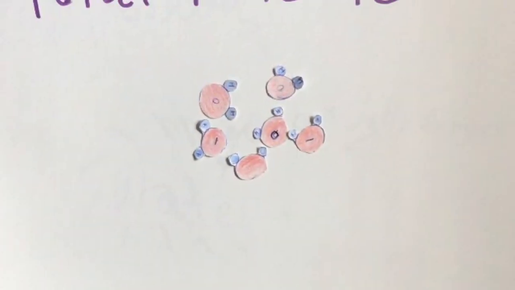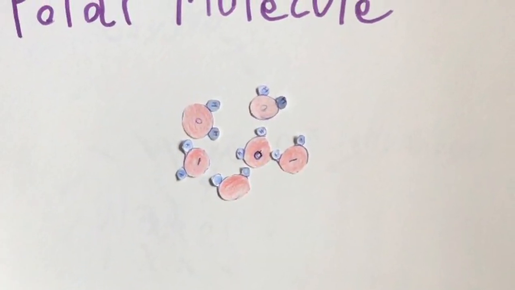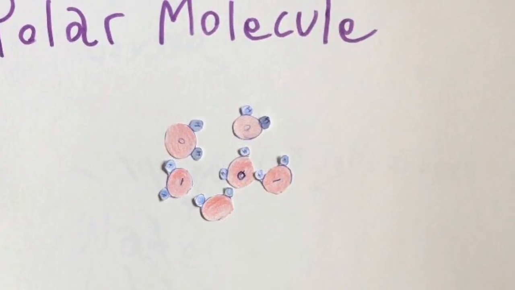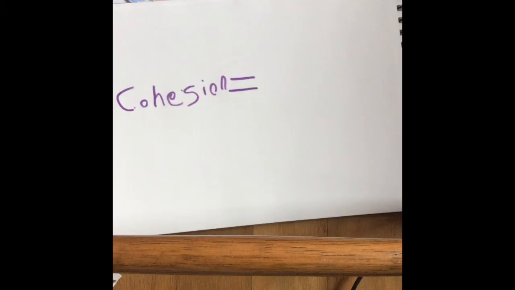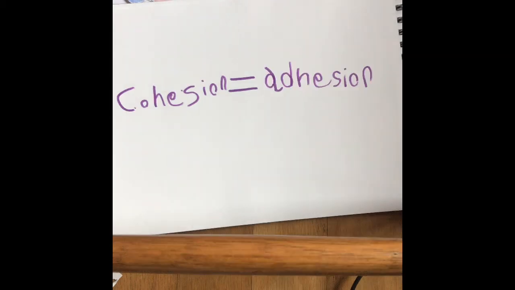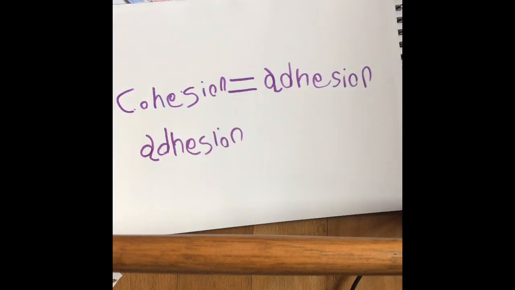So let's go back to that hydrogen bonding over there. See how the water molecules stick to one another? That's called cohesion, and that becomes very important very soon. Cohesion is responsible for a lot of the cool properties of water. It's the reason water is adhesive, or sticks to other substances. And adhesion is the reason for capillary action.